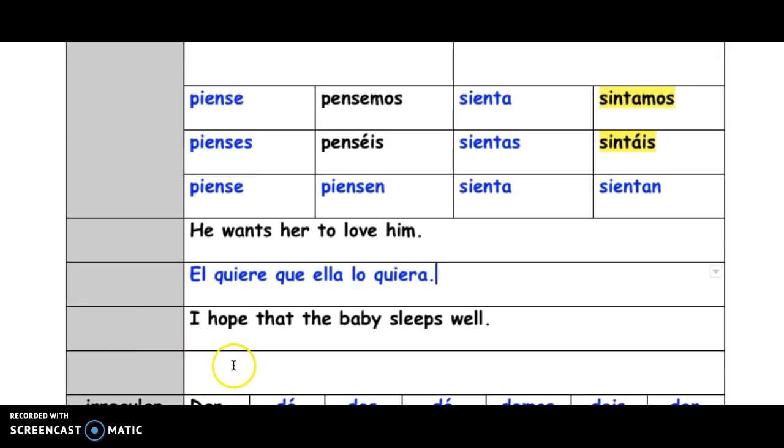I hope that the baby sleeps well. Espero que el bebé, duermo is the yo form. Take off the O, duerma. And bien. Espero que el bebé duerma bien.